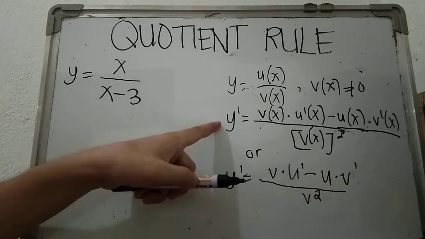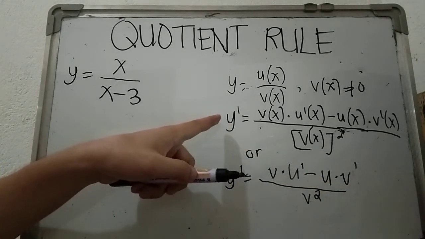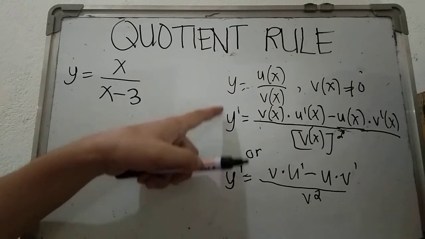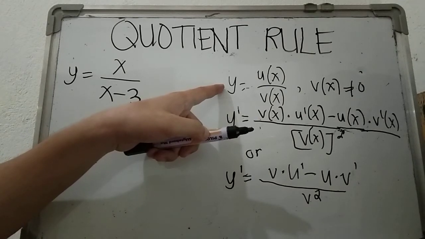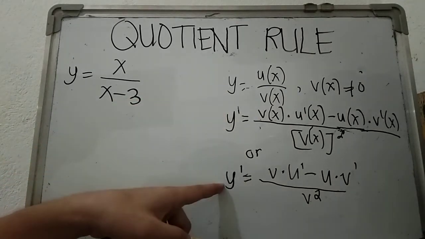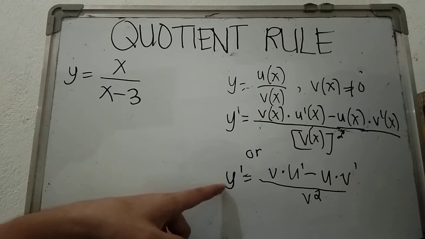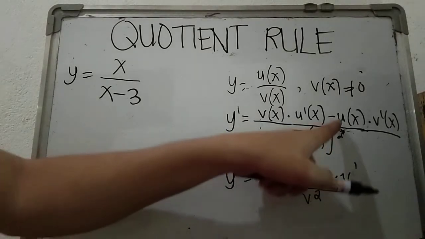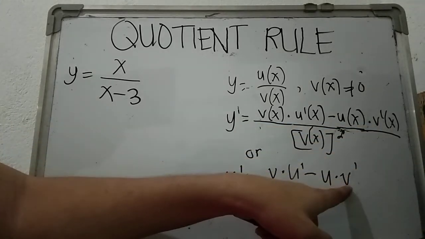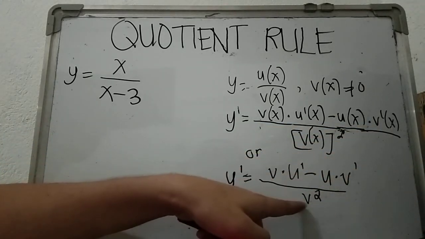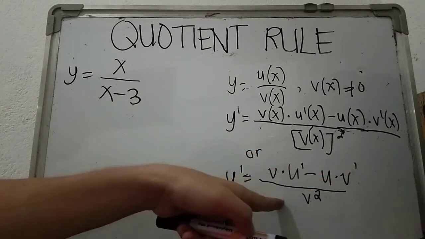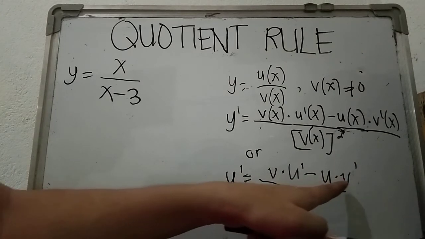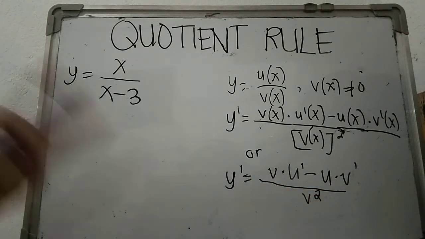So instead of using this long expression in finding the derivative of the function u of x over v of x, you can actually use this symbol. y prime is equal to v times u prime minus the numerator times the denominator derivative, over v squared. You can use this. Or others would say v times du minus u times dv over v squared. You can also have that.